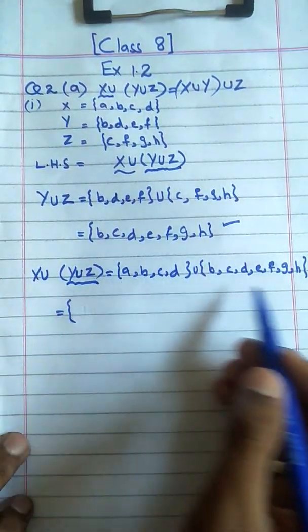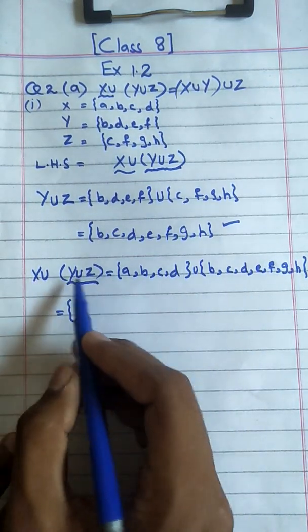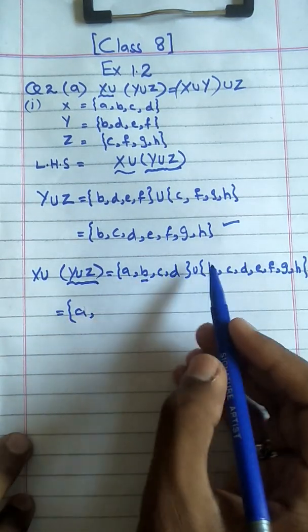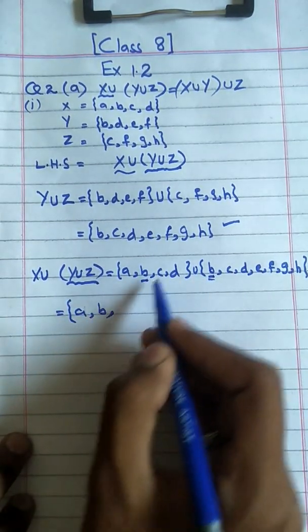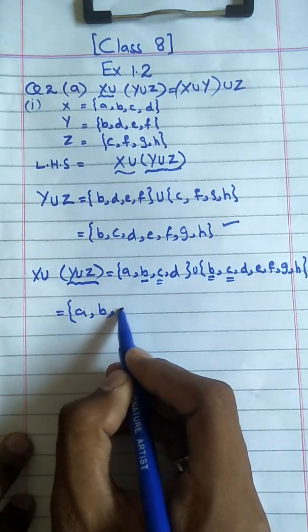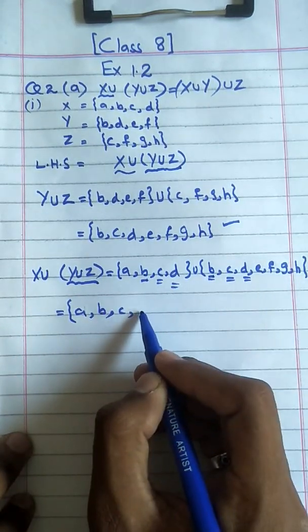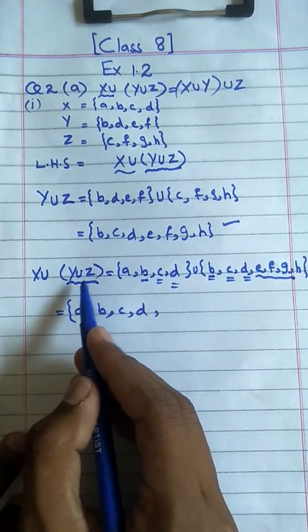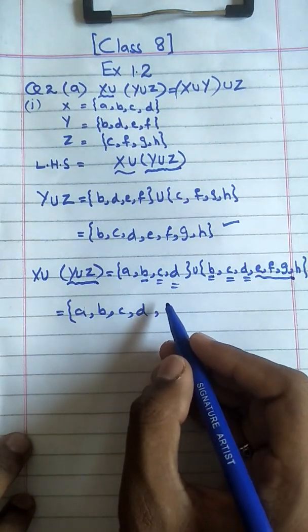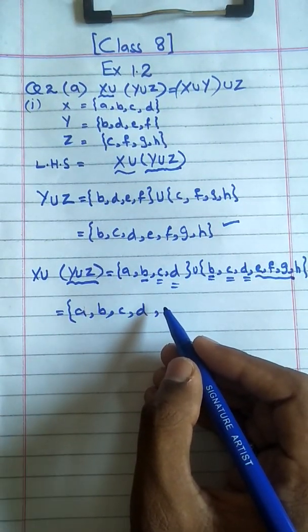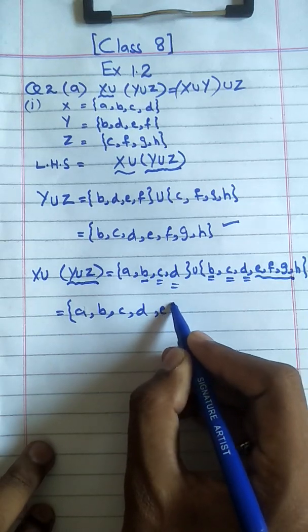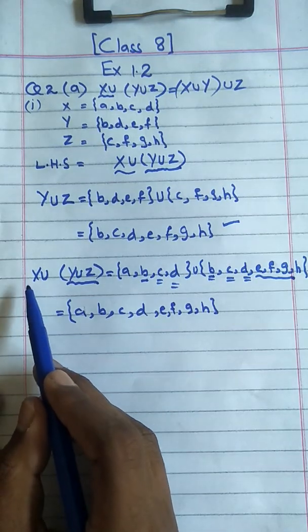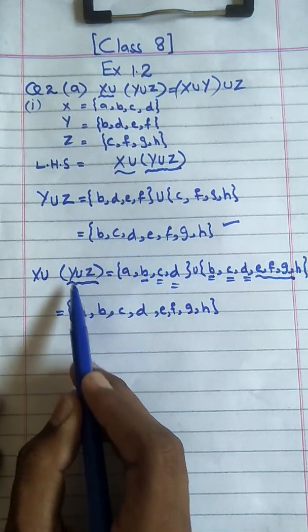According to the union, write all the members of set X and set Y union Z. First A, B; B is also here, so write only once. C is here, C is also here, so write only once. D is here, D is also here, so write only once. Then the remaining members of Y union Z also write, because in union we write all the members without repetition and in sequence: E, F, G, H. So this is your answer of X union (Y union Z).